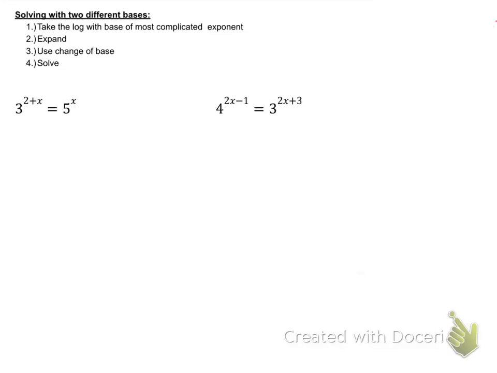Okay, this is solving exponential equations that have two different bases, bases that are not able to be made the same using exponent rules. So remember when we had something like 2 to the x equals 16, I still can use the rules that we just learned in the last lesson.